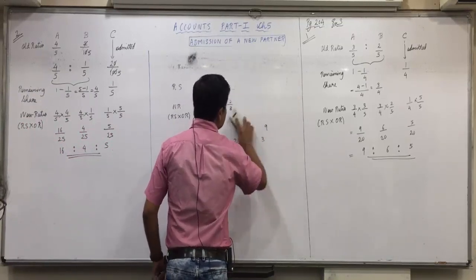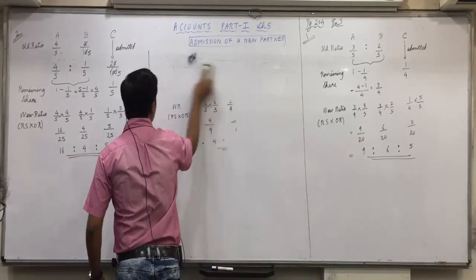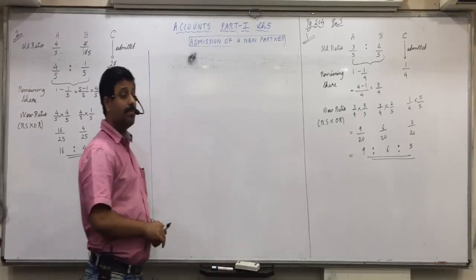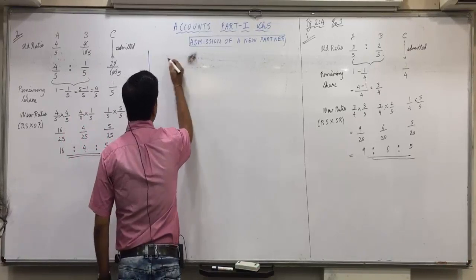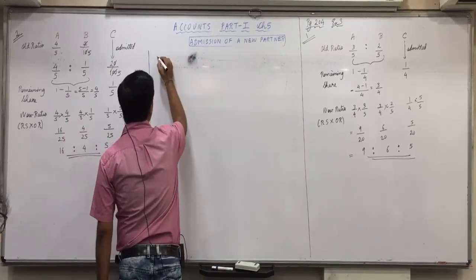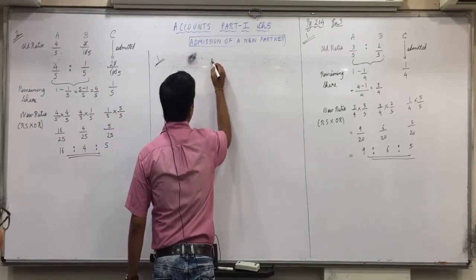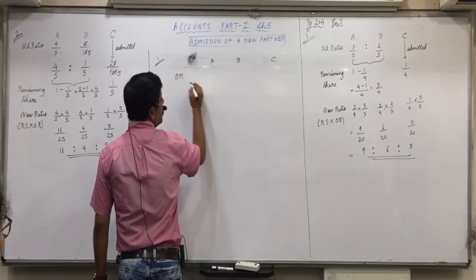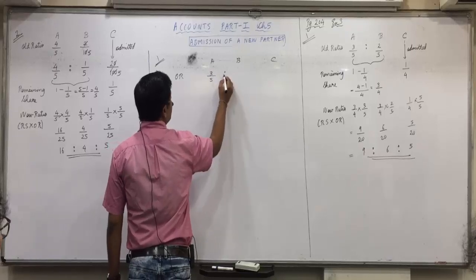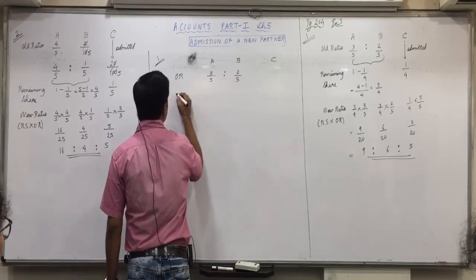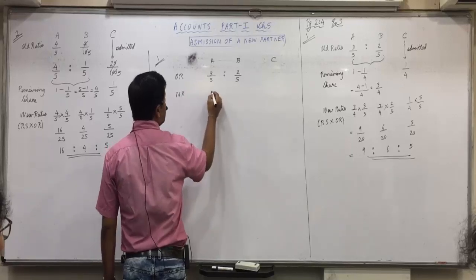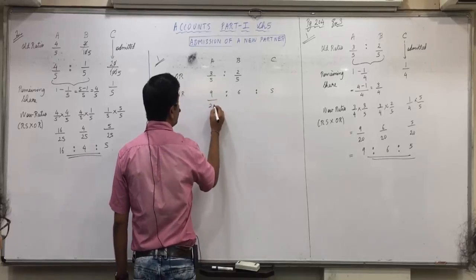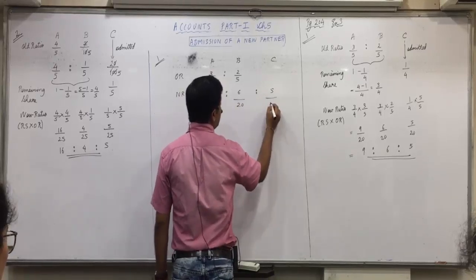Now, last chapter we already studied how to find the sacrifice ratio. What is the formula? See how to find sacrifice. Suppose we take that first question into consideration: A, B and C. Their old ratio is 3:2, that is 3/5, 2/5. Their new ratio we got was 9:6:5, over 20: 9/20, 6/20, 5/20.